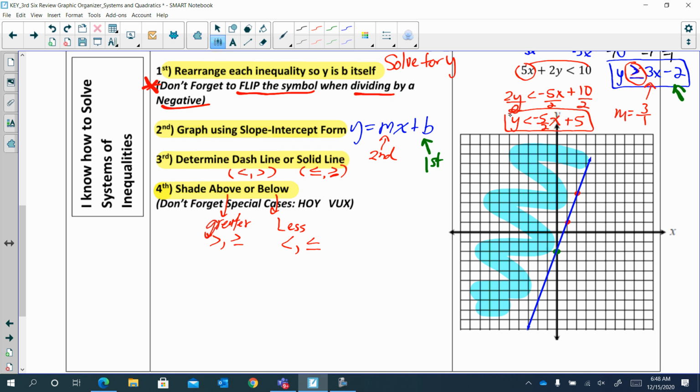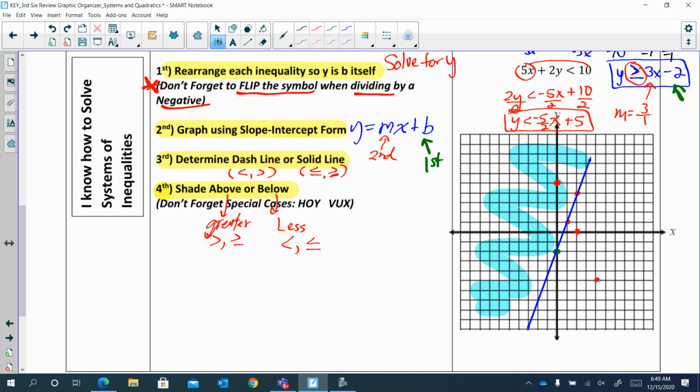My y-intercept is a positive 5. So I'm going to go on the y-axis, 1, 2, 3, 4, 5, and plot that point. My slope is negative 5 over 2, so I'm going to count down 5 and to the right 2, and plot that point.